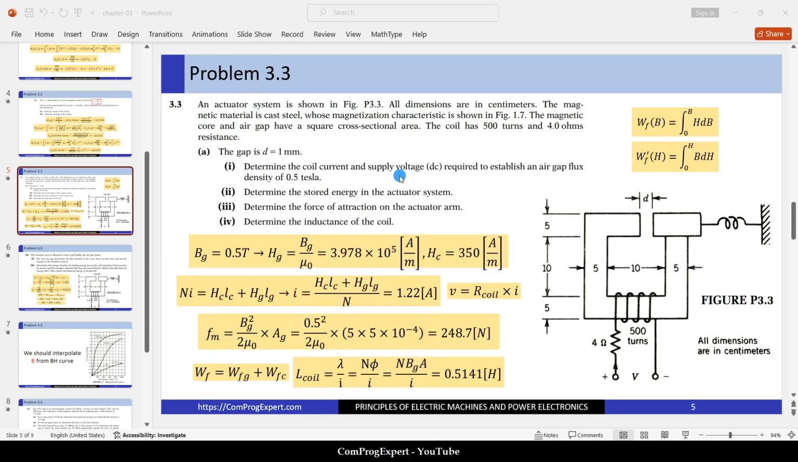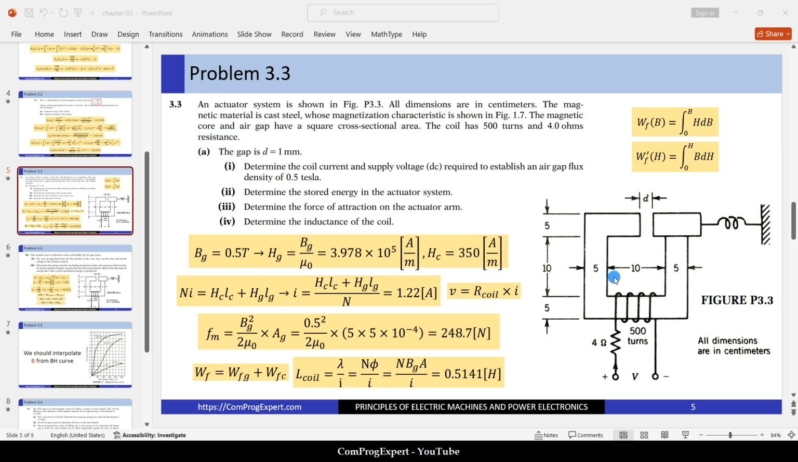Hello everyone. Let's continue solving the problems of the third chapter, problem 3. An actuator system is shown in this figure. Here you can see the structure of the actuator system. This is the stationary part and we have this coil on it, and this is the moving part.